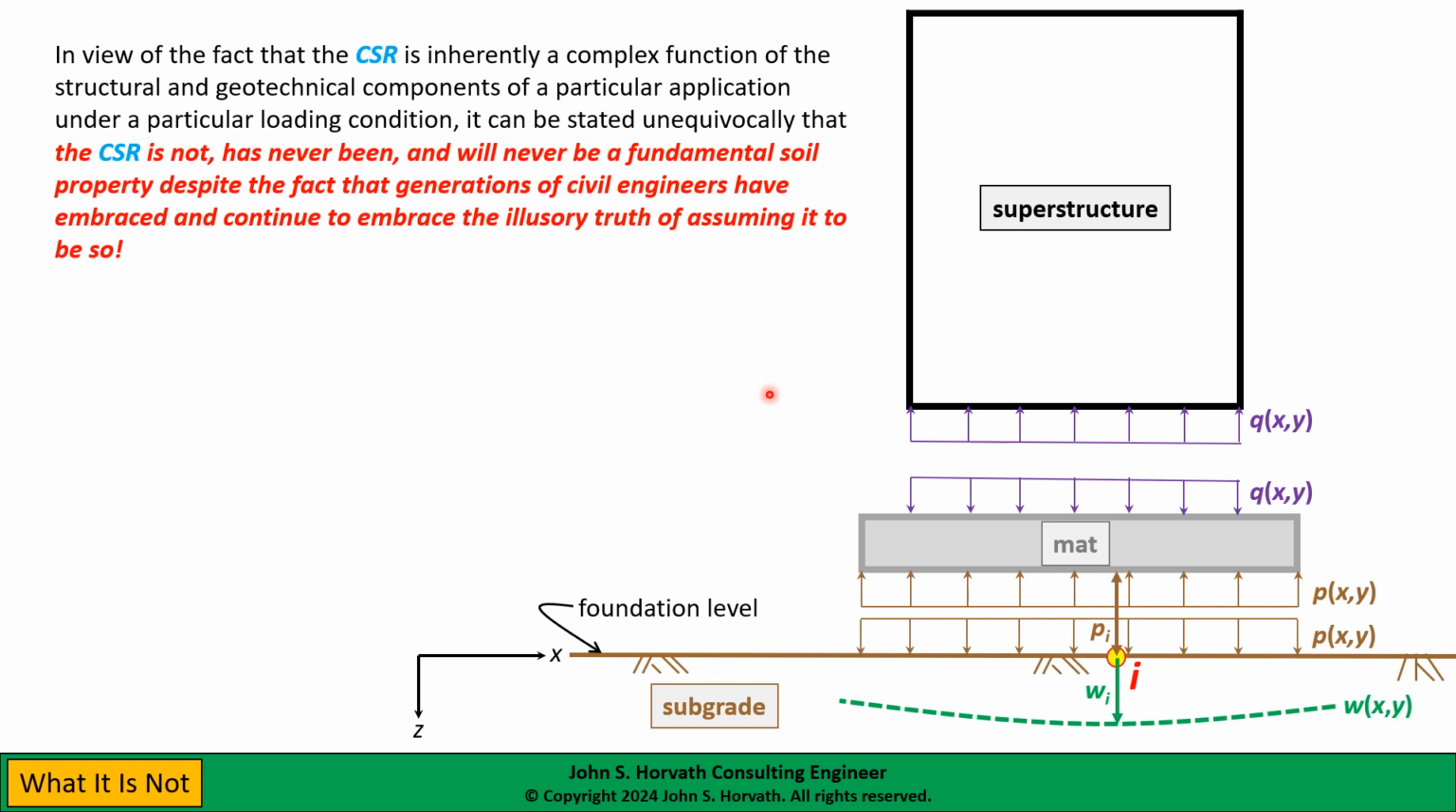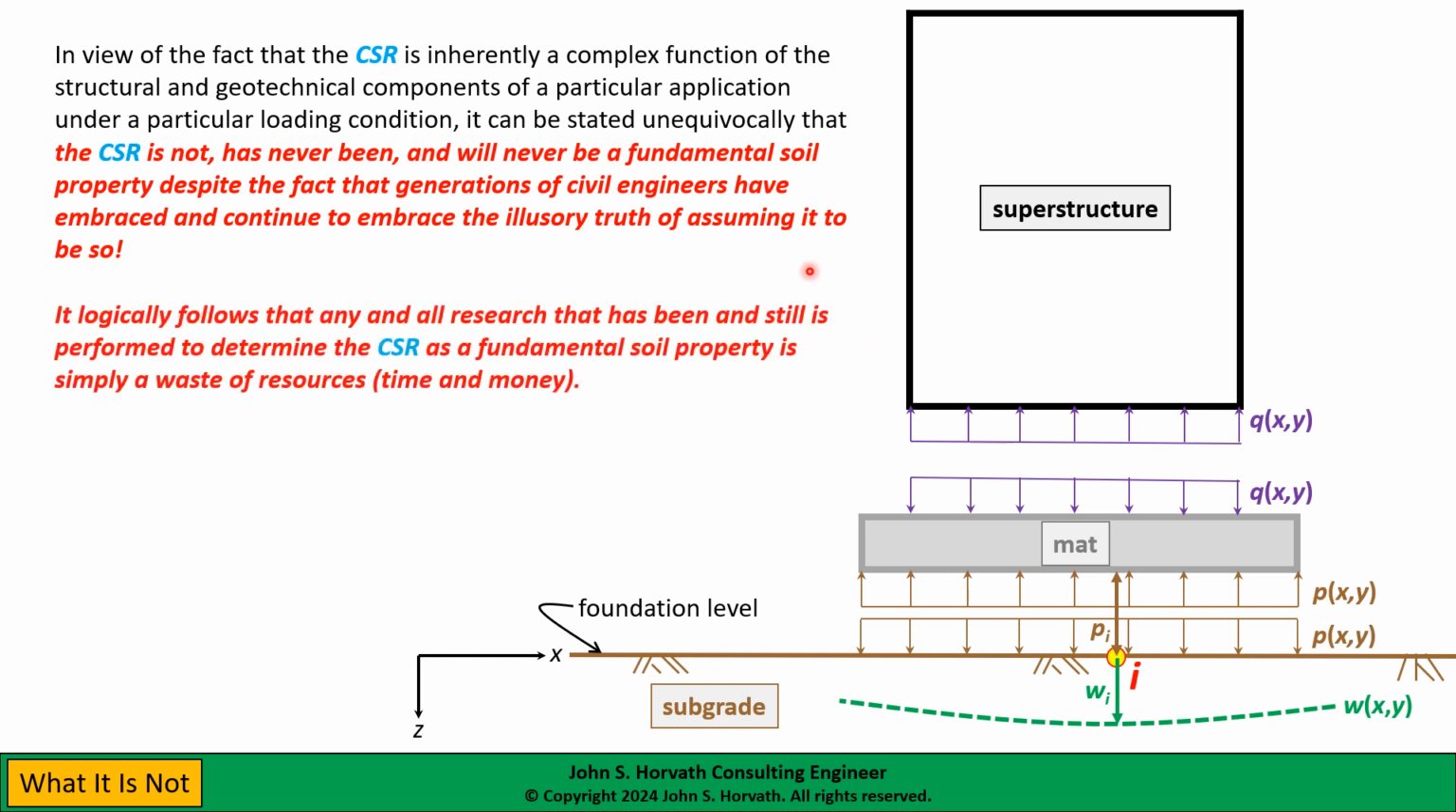And this is despite the fact that generations of civil engineers have embraced and continue to embrace the illusionary truth that the coefficient of subgrade reaction is a fundamental soil property. So it logically follows that any and all research that has been conducted over the past many decades, and still is on occasion performed in the present, to determine the coefficient of subgrade reaction as a fundamental soil property is a simple waste of resources. It's a colossal waste of time and money, in my opinion.